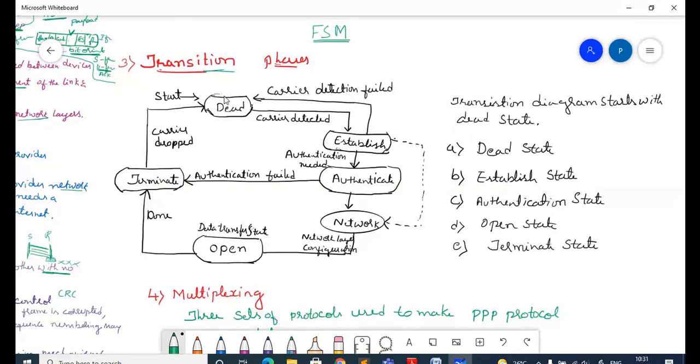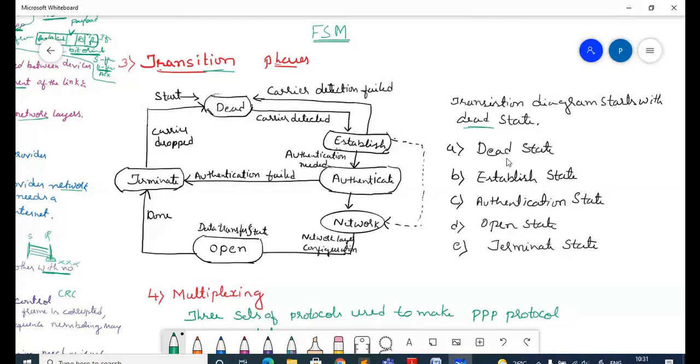Okay, so let's start with this diagram. First let me just tell what are the states present. The transition diagram starts with the dead state. The process I'll explain later. First go through the states. What are the possible states?